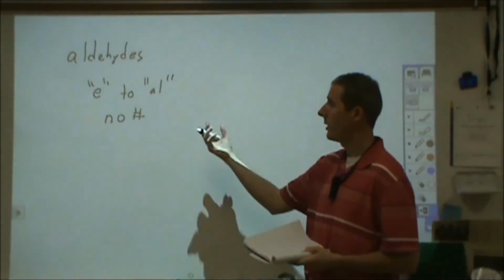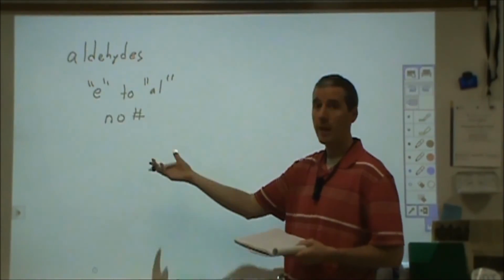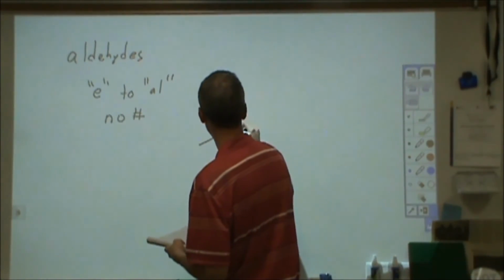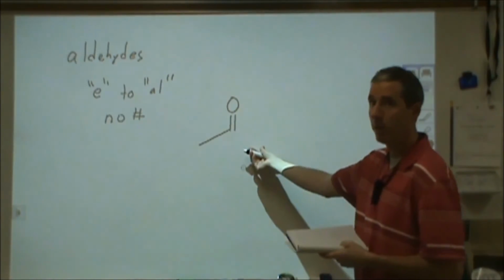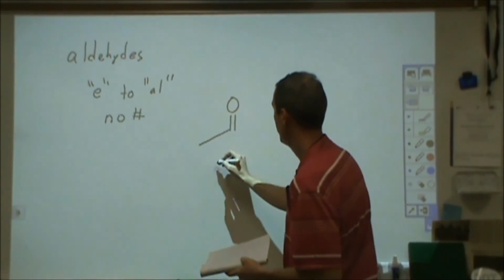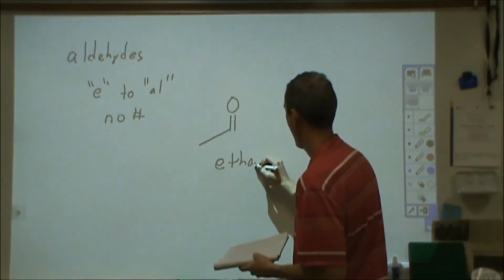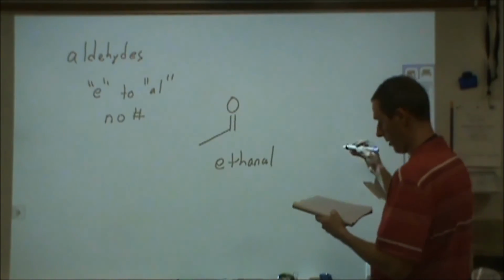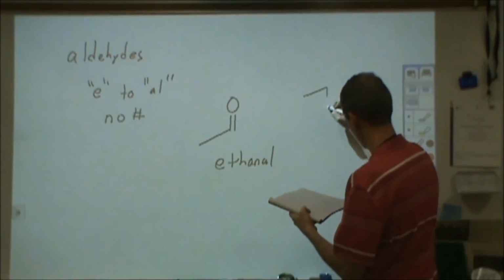For an aldehyde, you're going to change E to Al. You do not need to number because an aldehyde has to be terminal. So our simple example would just be this. Now there's a hydrogen here, part of the aldehyde functional group. Other than that, I have 2 carbons. This would be ethanal. That would be it.